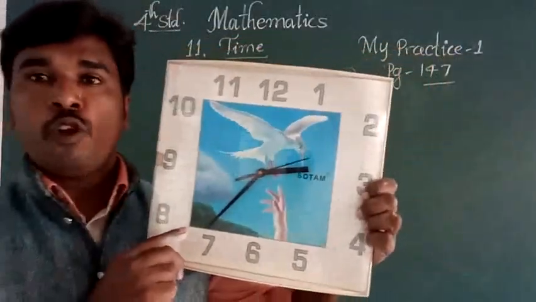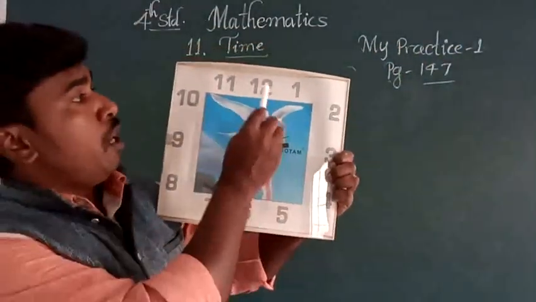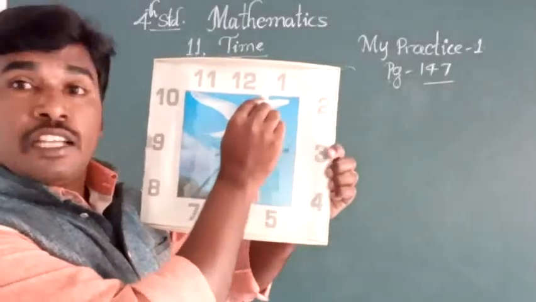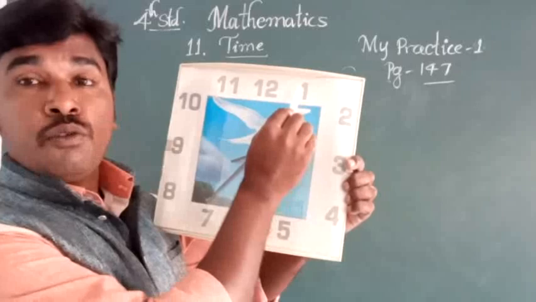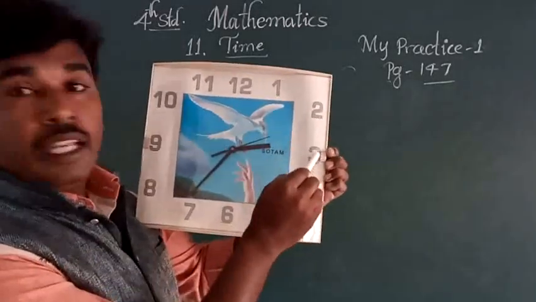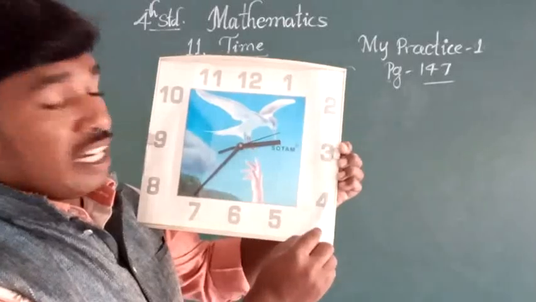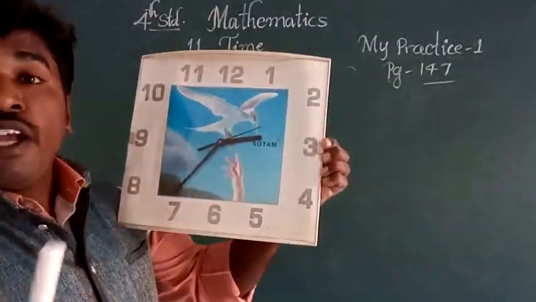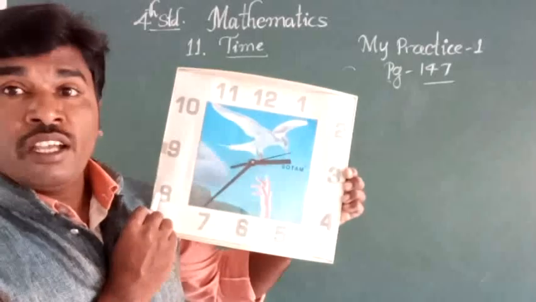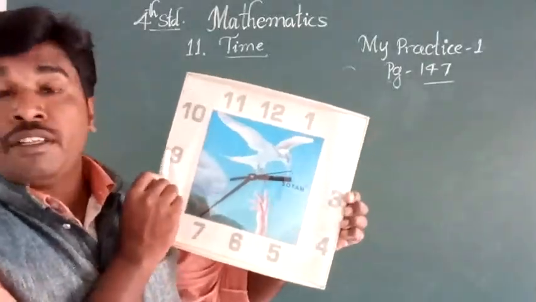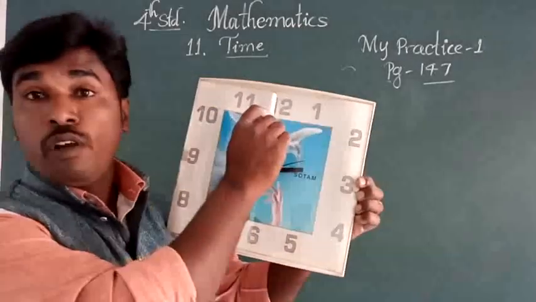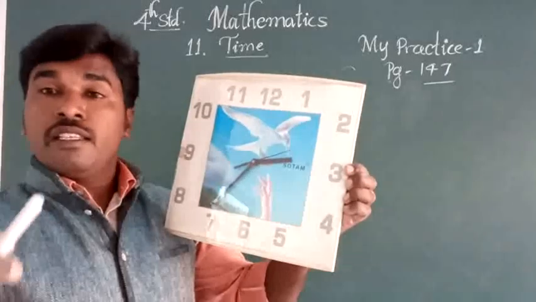Look at here. This is the model of clock. Here, 12. When the minute hand is at 12, it completes the hour. If the minute hand is at 1, it is 5 minutes. Then 2, it is 10 minutes. 3, it is 15 minutes. 4, it is 20 minutes. 5, it is 25 minutes. 6, 30 minutes. 7, 35 minutes. 8, it is 40 minutes, 9, 45 minutes, 10, 50 and 11, 55 minutes. Again, when the minute hand comes to the 12, it is 60 minutes.